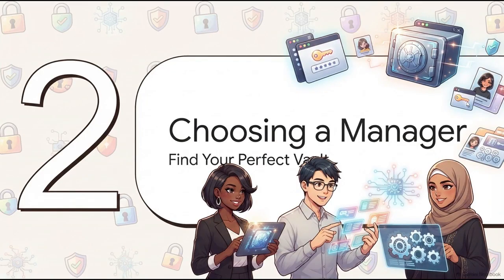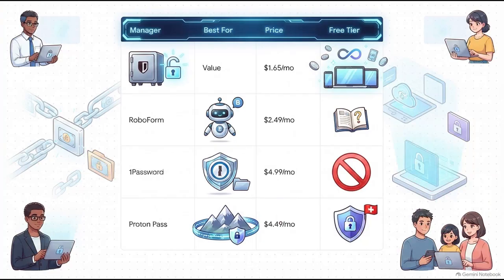Moving on to Section 2, choosing the right manager. Let's find your perfect vault. We've pulled together this breakdown from the source material to help you choose. If you're looking for an amazing free tier, Bitwarden is fantastic. It offers unlimited devices for free, and its premium version is just $1.65 a month. If you want a dedicated budget champion that has great beginner tips, RoboForm sits right at $2.49 a month.